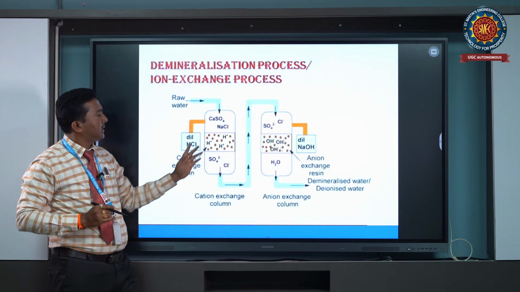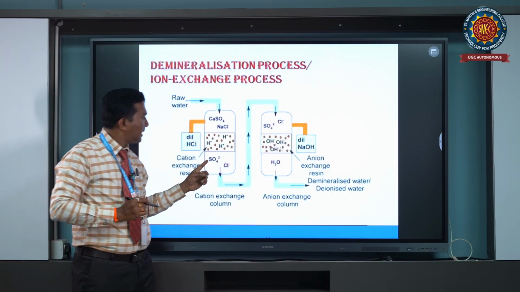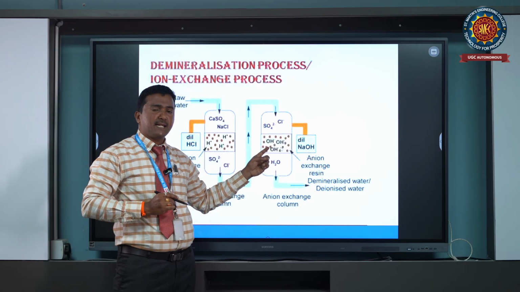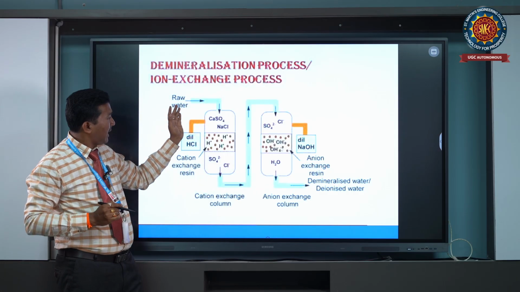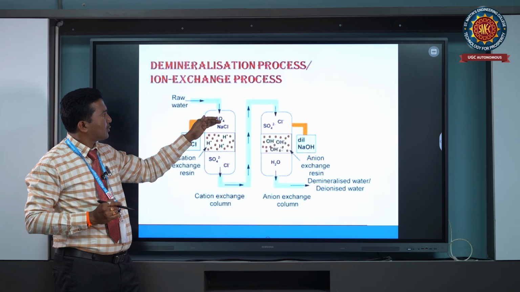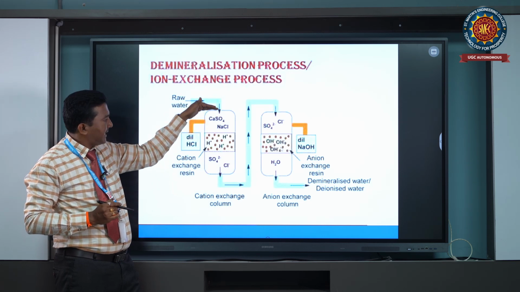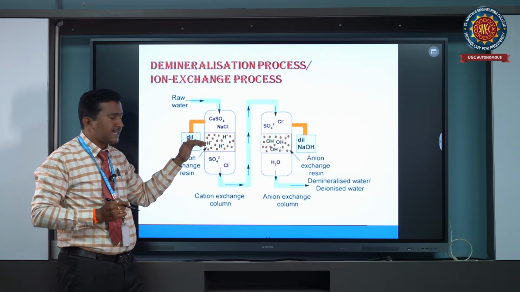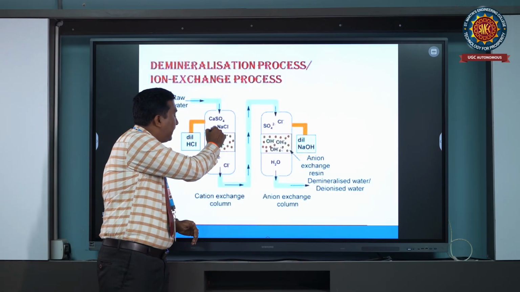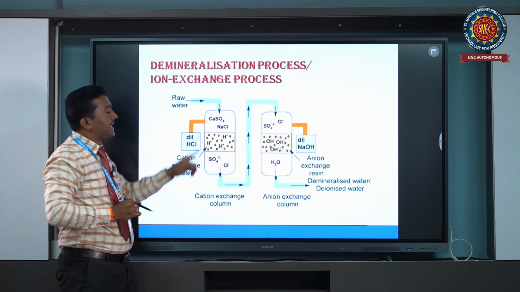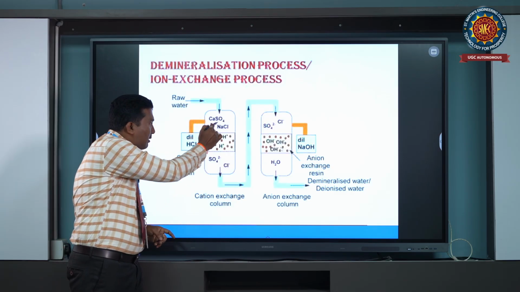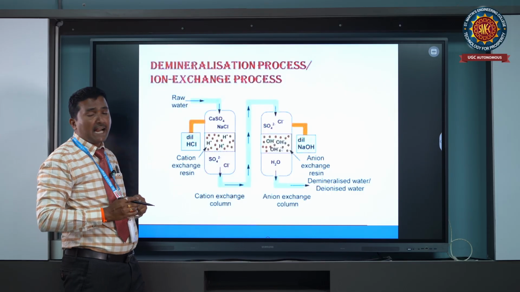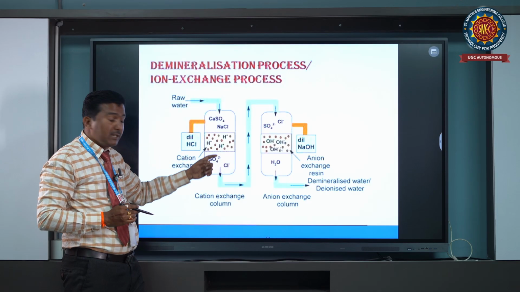In the ion exchange reagent, two columns are there. The first column consists of cation exchange reagents. The second column consists of anion exchange reagents. Water passes through the inlet at the topmost side. So what happens? In between, the cation exchange reagents are there. What are the cations? Calcium and magnesium. The calcium and magnesium are absorbed on the surface of the cation exchange reagent.